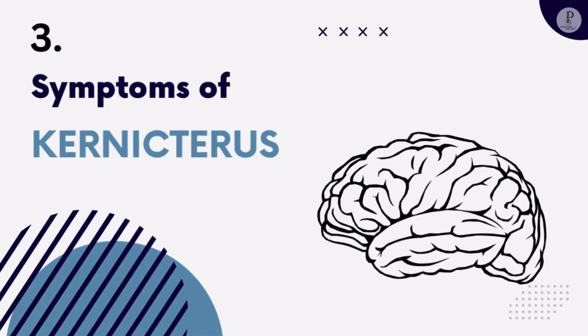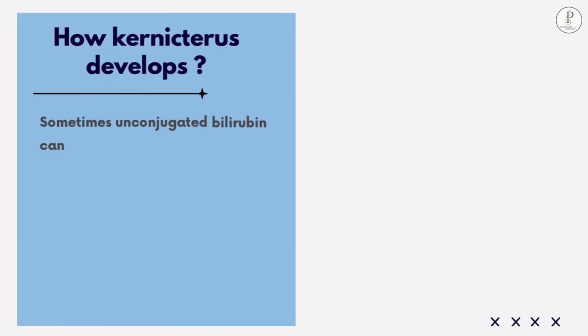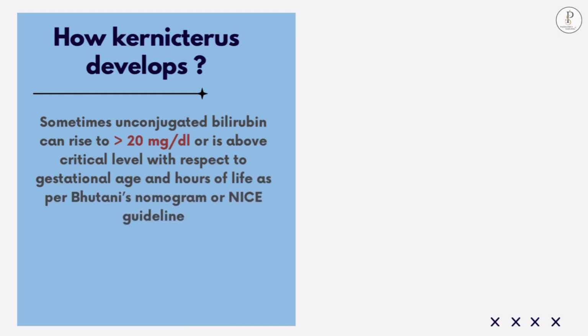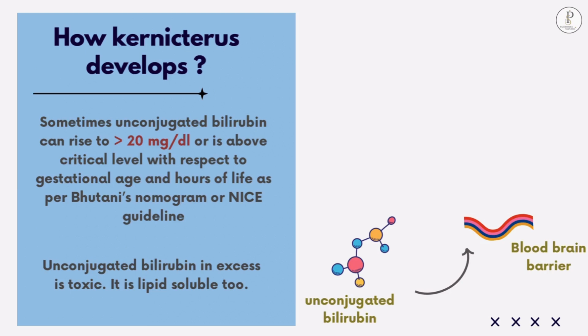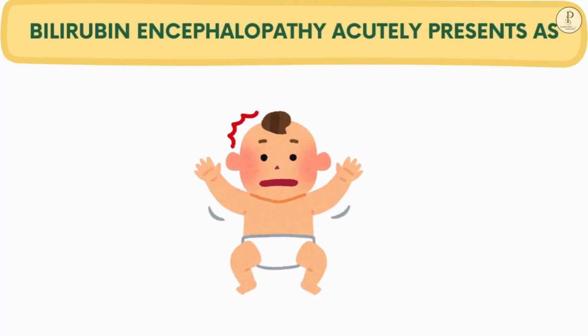Symptoms of kernicterus. How kernicterus develops. Sometimes unconjugated bilirubin can rise to more than 20 mg per deciliter or is above critical level with respect to baby's gestational age and hours of life, as per Bhutani nomogram or NICE guideline. Unconjugated bilirubin in excess is toxic and lipid soluble too. It can cross blood-brain barrier and stain basal nuclei of brain, causing permanent neurological damage or kernicterus.